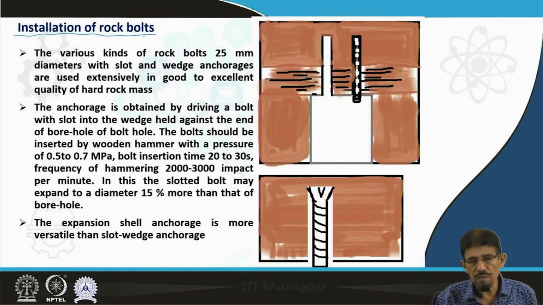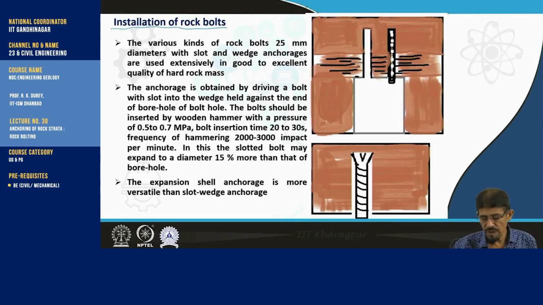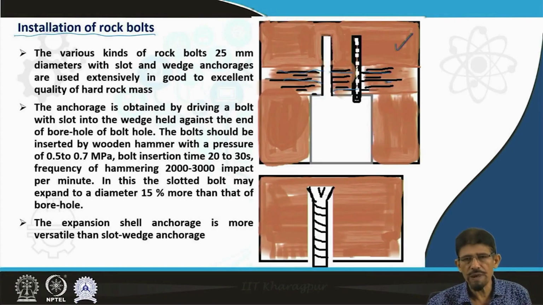Installation of a rock bolt is very simple. First, here you can see one view of an underground opening. Due to this there is a formation of a damage zone, and we are going to enhance the strength of this damage zone. So first we are going to create this type of drill hole with the help of a drilling system.